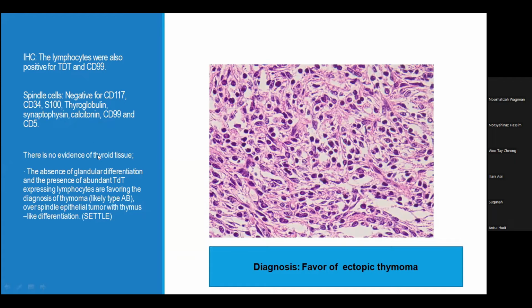But in the whole nodule, I don't see any thyroid tissue. And I don't see any glandular differentiation. What you see is these spindle-looking cells intervened by lymphocytes.